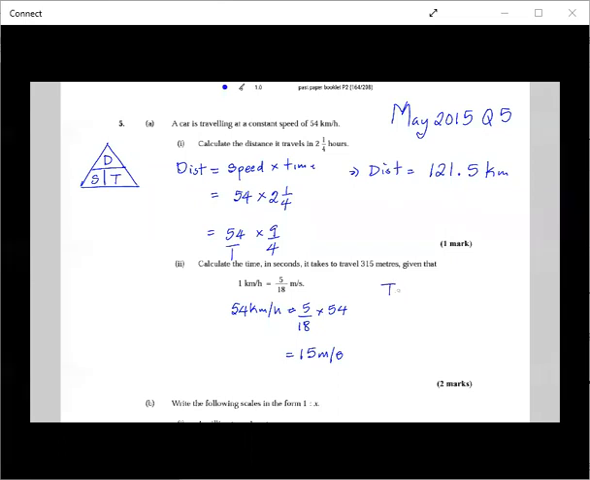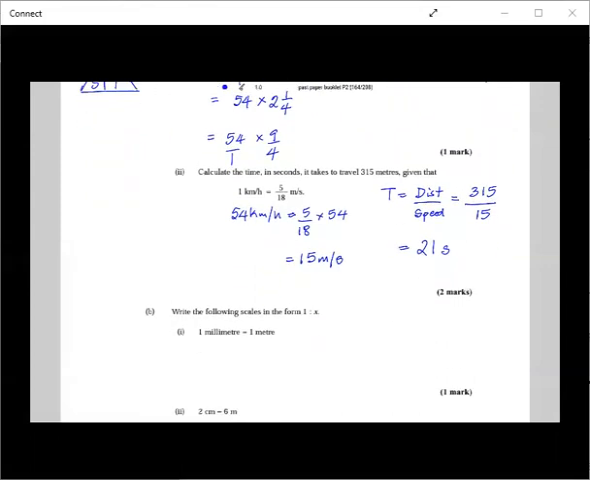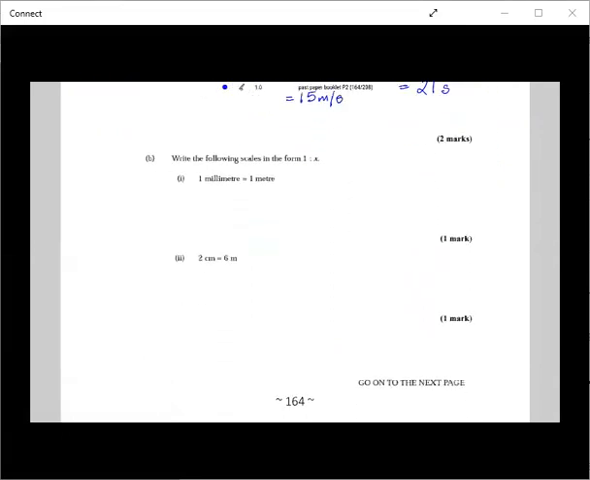Now, time is equal to distance divided by speed. So this would be 315 meters divided by 15 meters per second. And so the time would be 21 seconds. So if your distance is in meters and your speed is in meters per second, the time you get would be in seconds. All right. Let's go to the B part of the question.